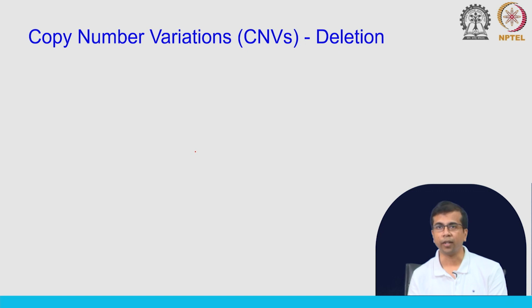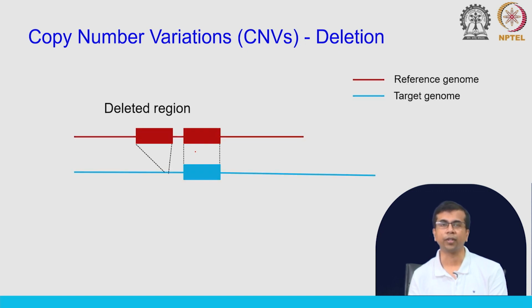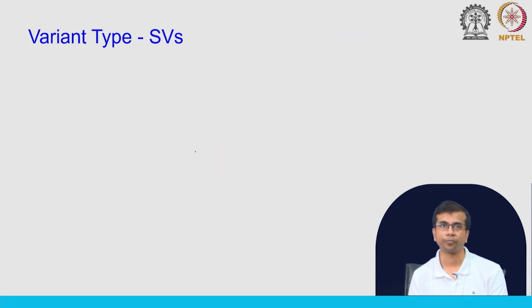What about deletion, you can probably guess, right. So, let us imagine you had these 2 regions, right. So, 2 copies of the same gene that was present in the reference genome, but 1 copy is missing in the target genome, right. So, this actually is deleted, 1 copy is deleted. So, you are left with just 1 copy in the target genome. Okay. So, this is what we will call deletion. Again, this can happen for a single gene, or it could be multiple segments that are deleted.